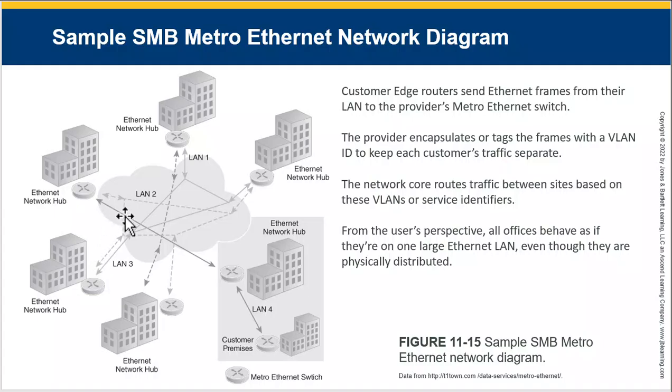And here's a sample Metro connection. What we've got here, we've got customer edge routers that send their frames out to the provider's Metro Ethernet network. Now, the provider will encapsulate the frames with a VLAN ID so that everybody's traffic stays separate. You don't want business A mixing with business B. And then the network core will route traffic between sites based on the VLAN tags. And then from the user's perspective, all these offices behave as if they're just on one gigantic network, even though they're obviously physically separate. Metro area network.